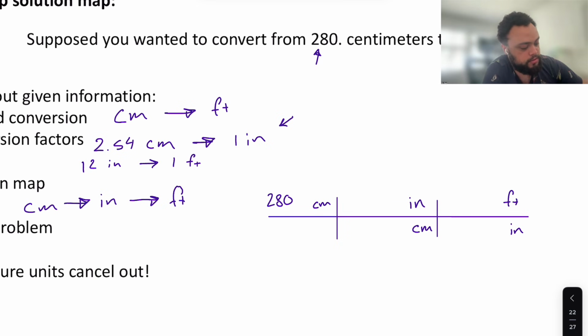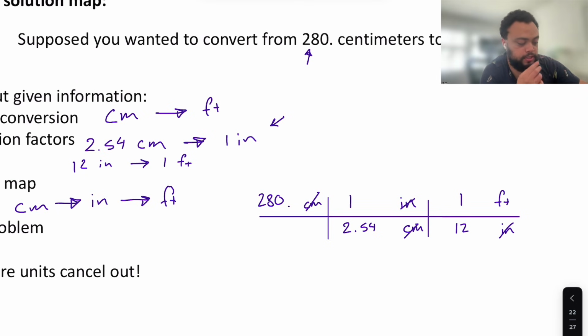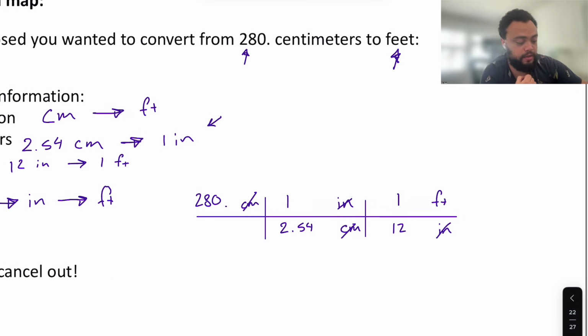280, put that decimal there to make sure we have the correct number of sig figs. For every 2.54 centimeters we will have 1 inch. And for every 12 inches, we will have 1 foot. Cross out all the units that are the same in centimeters, inches and inches. And so feet is the only thing left.